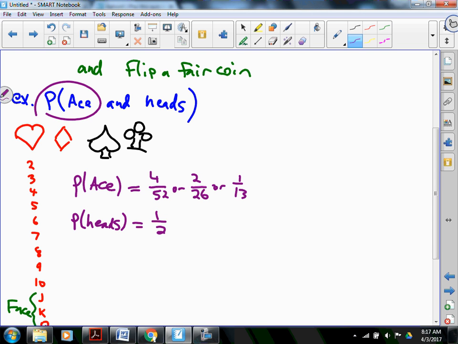So let's think about this. We're talking about the one event happening and the other event happening. It's kind of unlikely that we'd get an ace, and it is exactly a 50% chance of getting heads. So the probability of getting ace and heads, do you think that's more or less likely than either one? Less. One thing that I want you to understand is when you have independent events and you find the probability of the one and the other, it's very unlikely.